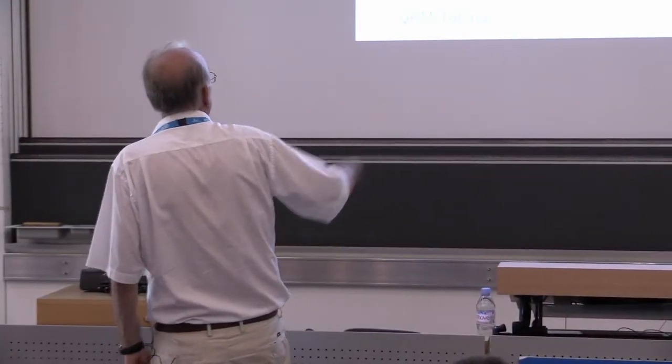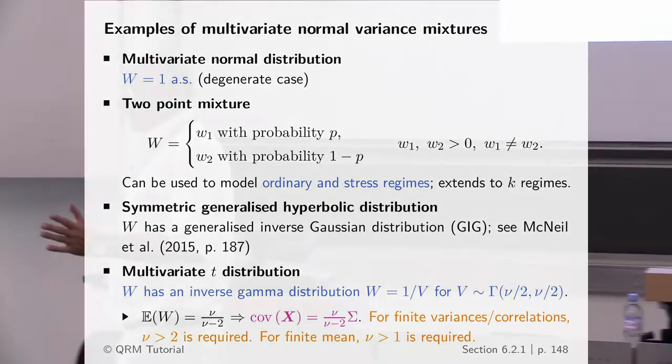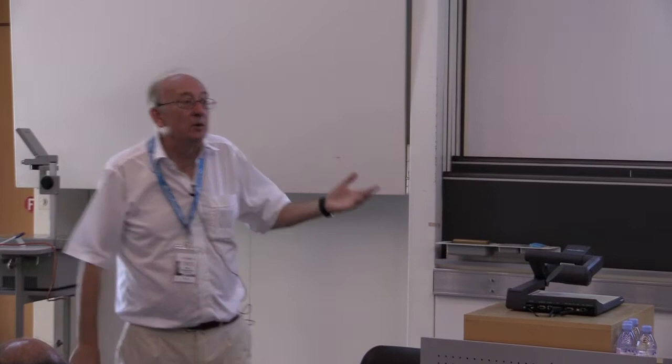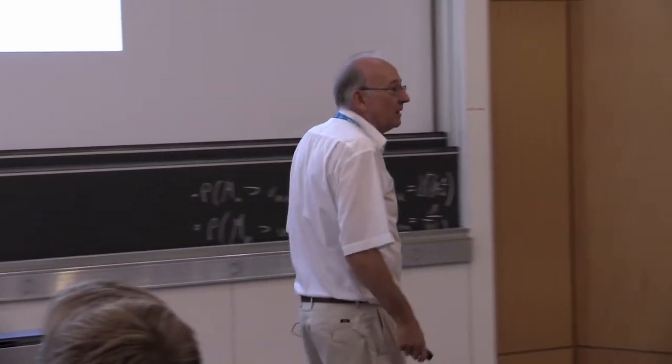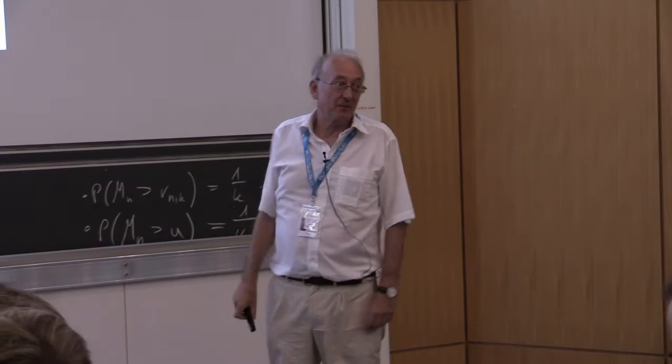The mean exists if you calculate this: nu over nu minus 2. If nu is greater than 2, then there are finite variances, so then you can calculate the covariance. But this is just an example. This is trivial to simulate from, because you have to simulate from a gamma. And if nu is an even integer, it's just a chi-squared type of simulation. So, back of an envelope. And so you can simulate easily from this.